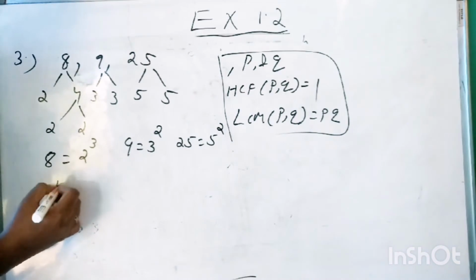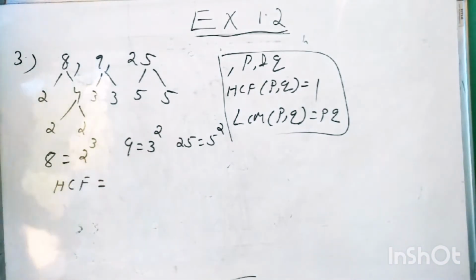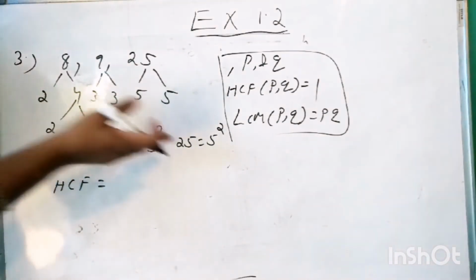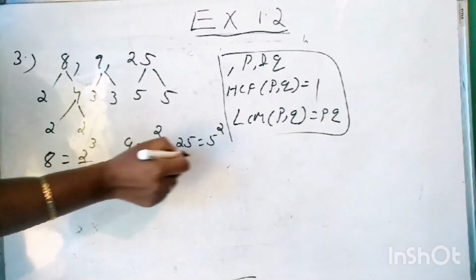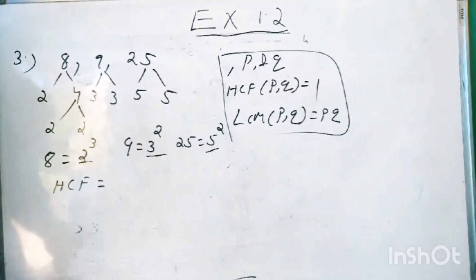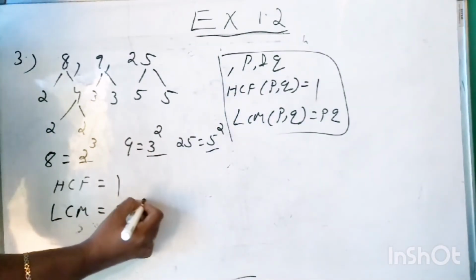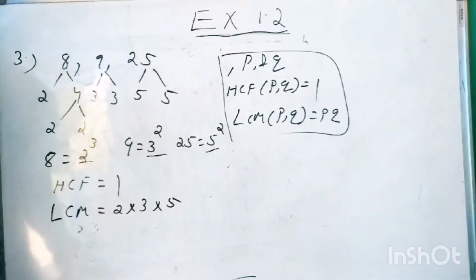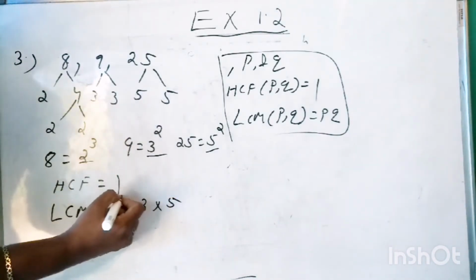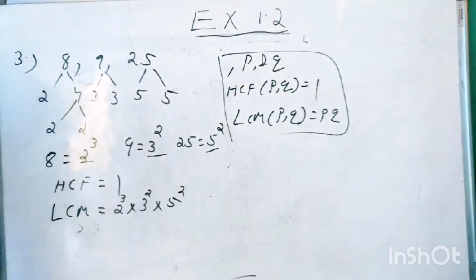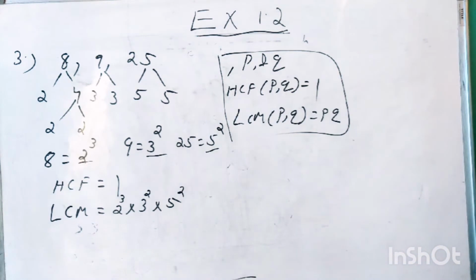Now HCF. Here we need to find out the common prime factor. Is there any common prime factor? We don't have any common prime factor. Therefore, this HCF is equal to 1. Now LCM is equal to, we need to list out all the prime factors present in those 3 numbers, that is 2, 3, 5. And the highest powers, that is 2 raised to 3, 3 square and 5 square.